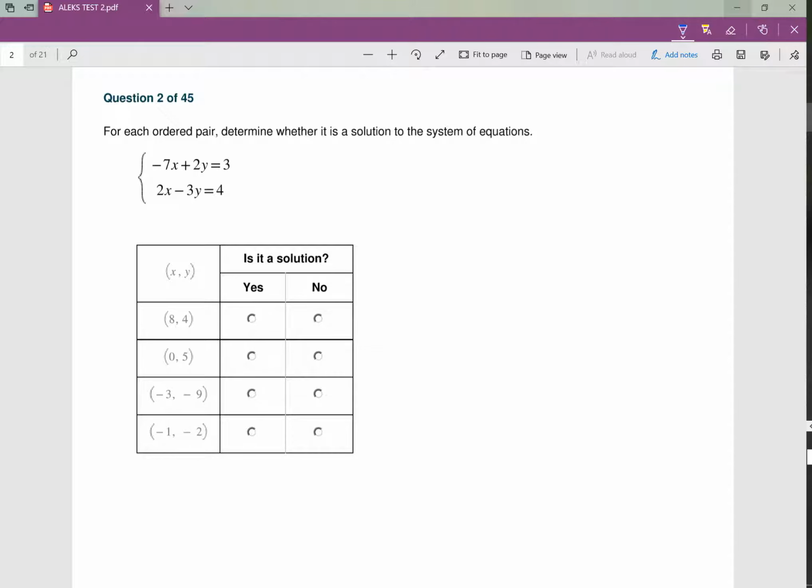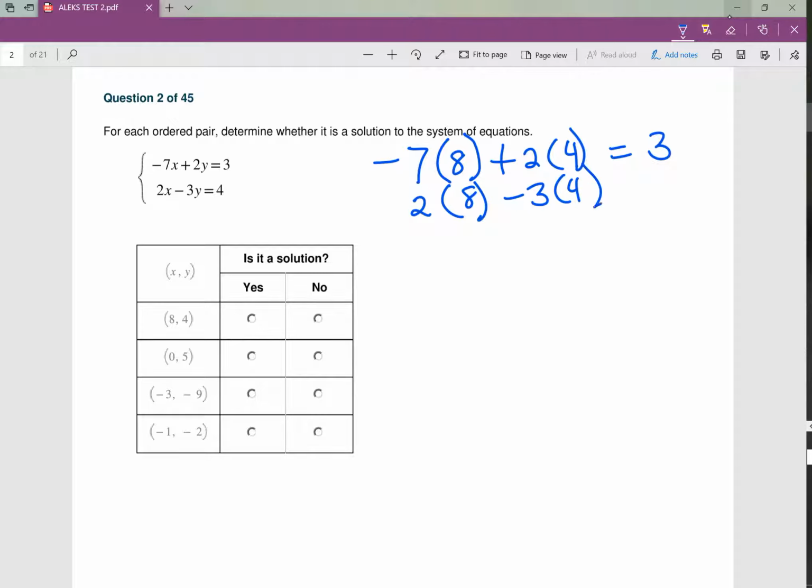Now question number 2 asks, for each ordered pair, determine whether the points below are a solution or not of the system. There's a couple of ways you can do this. You can actually substitute each and go that route, which I think I'm going to do because that's the easiest for the majority of the students. So 7 times 8 plus 2 times 4 should equal 3. If that is true, then that is a solution. And then there's 2 times 8 minus 3 times 4, and that equals 4. So I'm starting with this point here, as you notice. So remember, this is x, this is y.